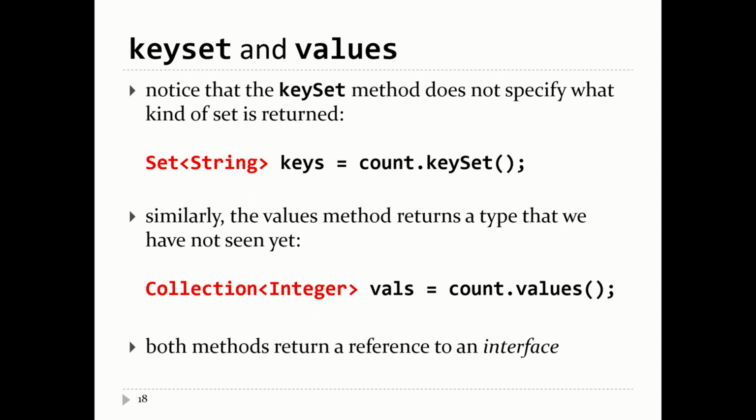Okay, so keySet and values. keySet doesn't specify what kind of set it returns. All it says is that it returns a set of some kind. So you don't know if it's a HashSet, a TreeSet, or some other kind of set.